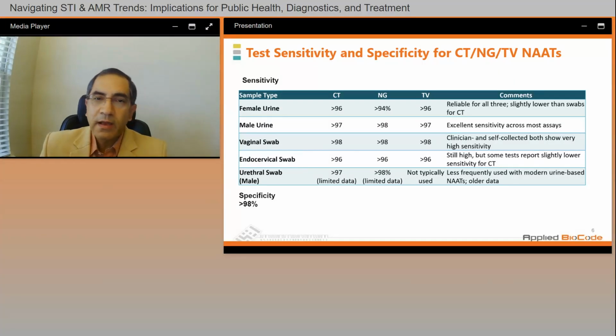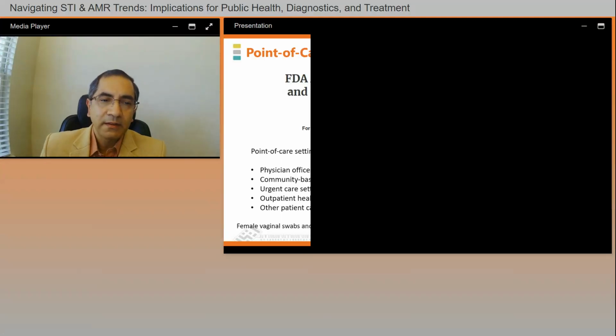I already showed you this slide, but I want to reiterate the fact that the tests used in the clinical laboratory have excellent test sensitivity and specificity, generally exceeding 96 to 98%, making them highly reliable tests for detection of CT, NG, and TB.